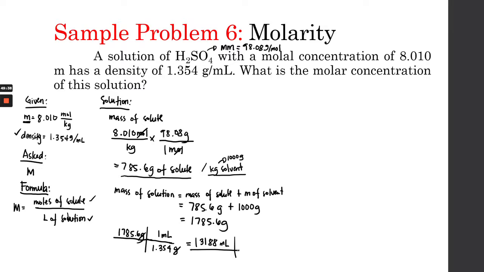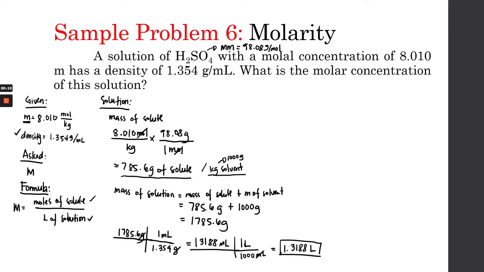But since we need liters, let's go ahead and divide that by 1,000. So 1000 ml is equal to 1 liter. Cancel that and we get 1 point. It's actually point, not 13,000. This is 1,318. So that's 1.3188 liters. So now we have the liters of our solution.